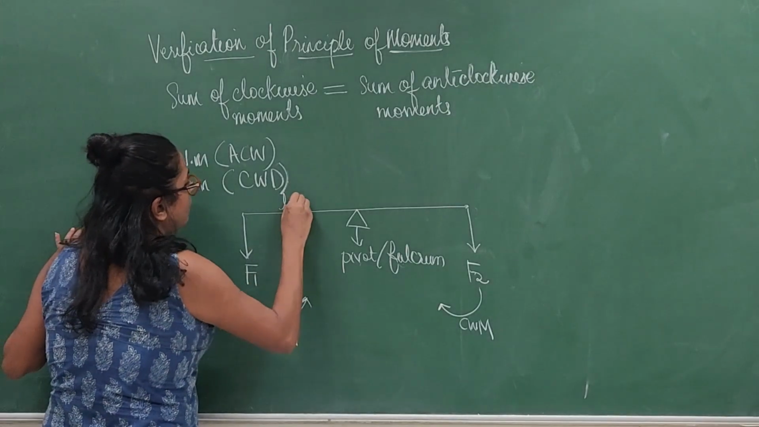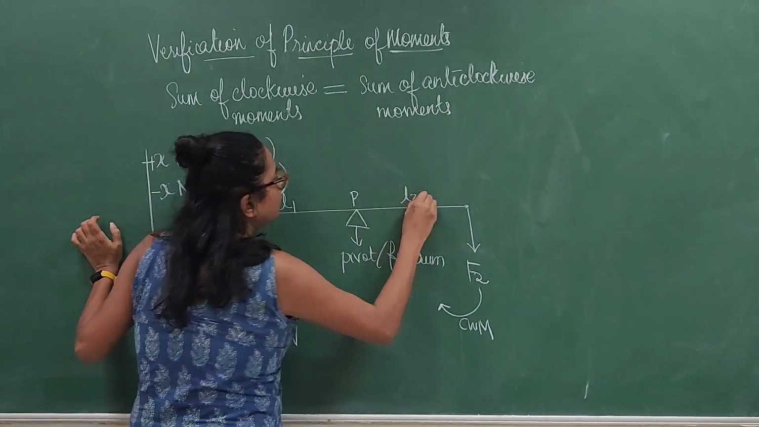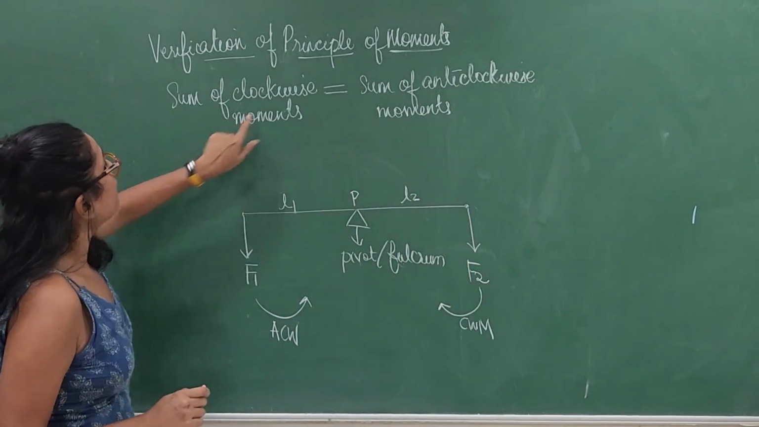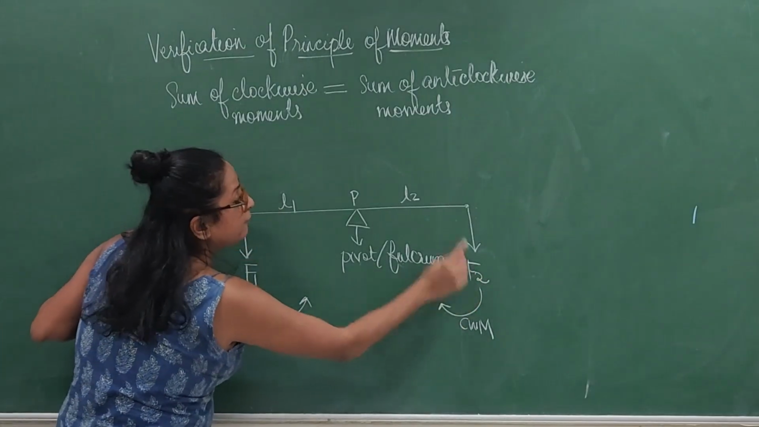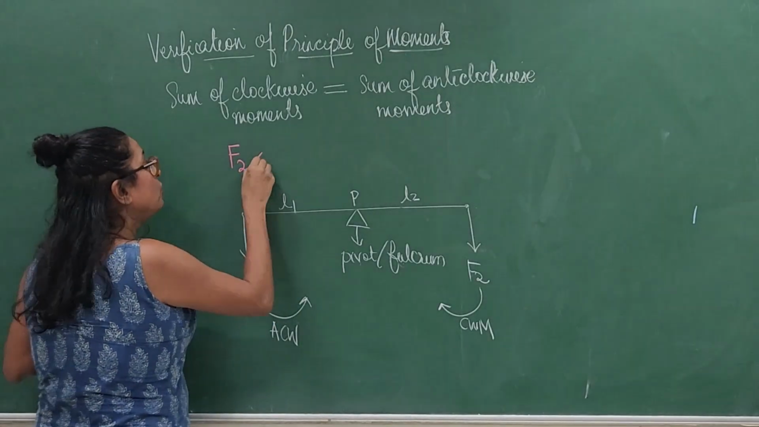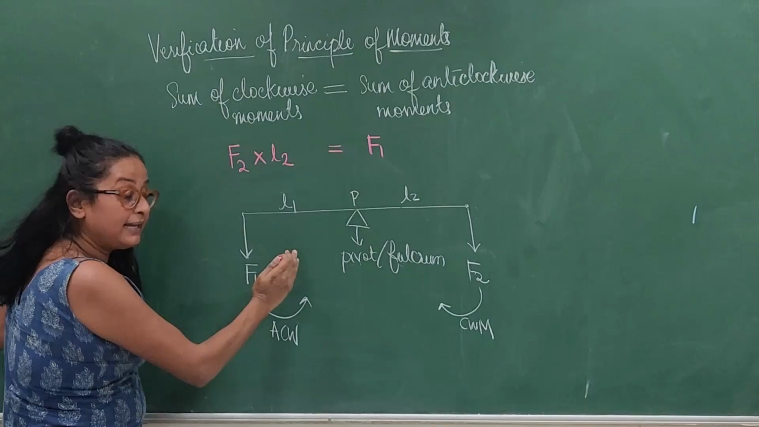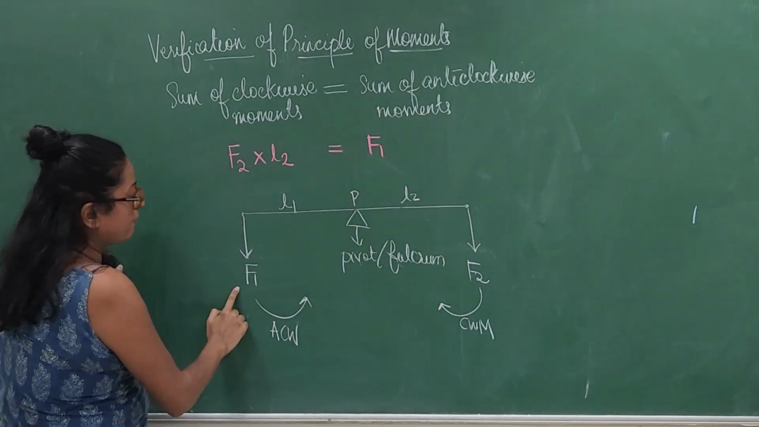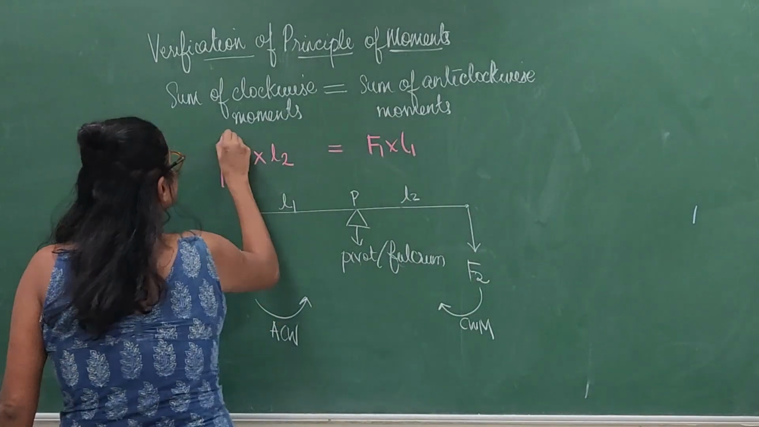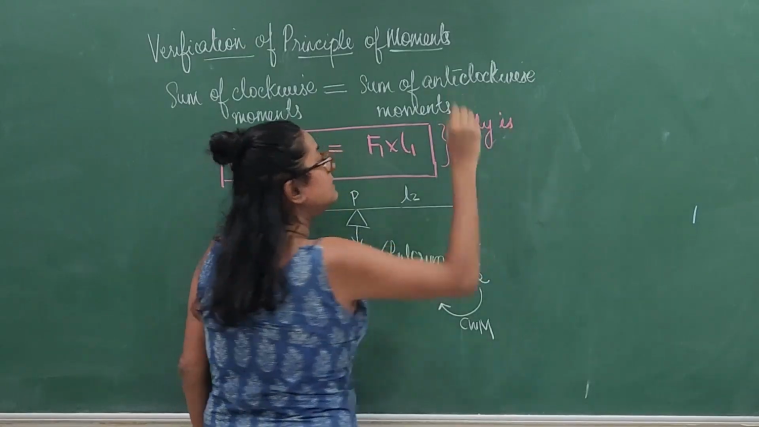Now let's say this is L1, which is the distance of F1 from the pivot. Remember, and this is L2, which is the distance of F2 from the pivot. According to our principle of moments, the sum of clockwise moments, who is causing the clockwise moment? F2. F2 into L2 is your clockwise moment, because moment is force times perpendicular distance from the pivot, which is L2. This should be equal to F1, which is causing the anti-clockwise moment, F1 into the perpendicular distance, always and always from the fixed point. If this condition is satisfied, then we can say that the body is in equilibrium.